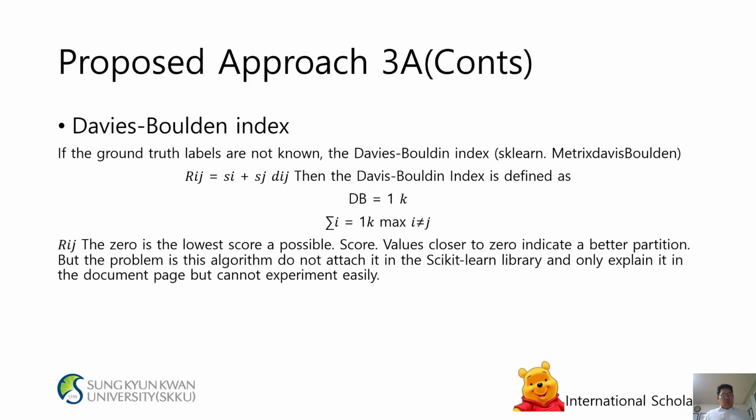Rij = (Si + Sj) / Dij, then the Davies-Bouldin index is defined as DB = (1/k) Σ from i=1 to k of max over i not equal to j of Rij. Zero is the lowest score possible. Score values close to zero indicate a better partition. But the problem is the algorithm is not attached in the scikit-learn library and is only explained in the documentation page, but cannot be explained easily.